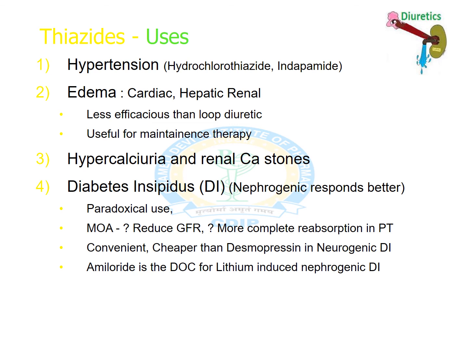Diabetes insipidus: basically they reduce the glomerular filtration rate and more complete reabsorption in the proximal tubule occurs with the use of thiazide diuretics, and they are convenient and inexpensive compared to desmopressin in neurogenic diabetes insipidus. Also, amiloride is the drug of choice for lithium induced nephrogenic diabetes insipidus, but thiazides are used as maintenance therapy.